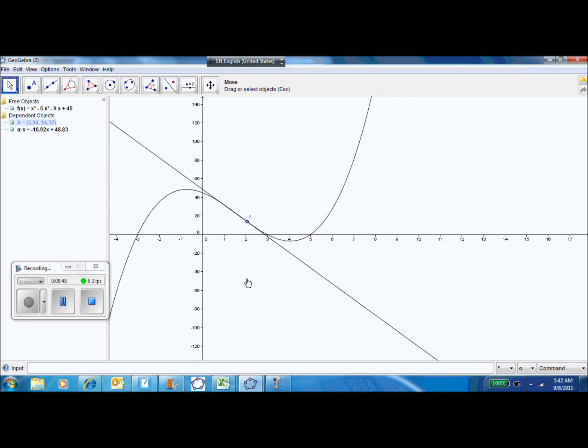Okay, that's a brief introduction to where we're going with calculus and how we can see that when the tangent line has a slope of 0, that's when we have our relative max. It also occurs over here at the relative min.